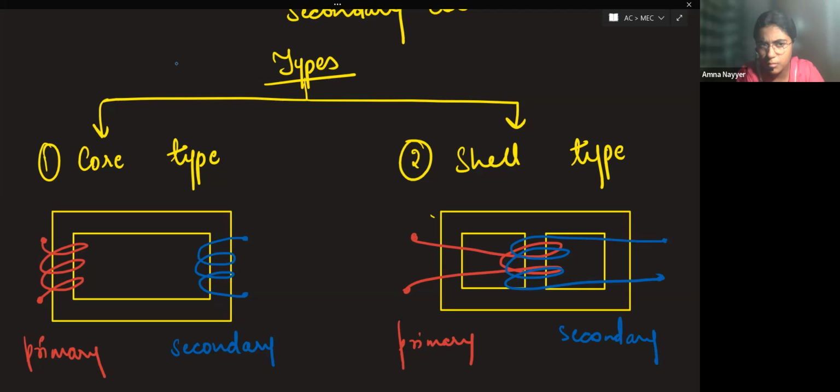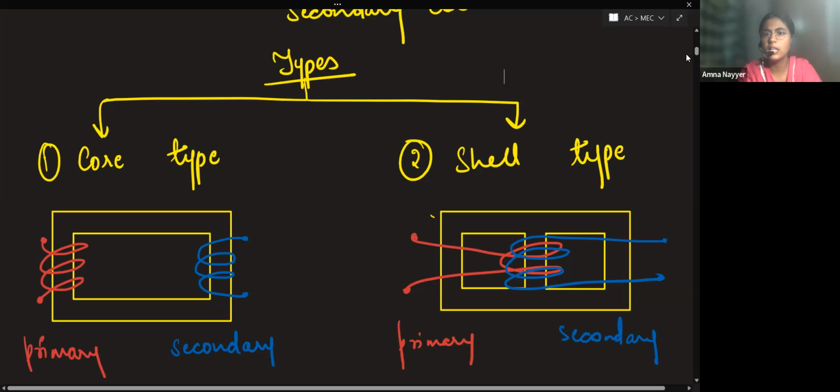Just the difference is that on a piece of iron block, the soft iron core, these are wrapped. So there is a primary, then a secondary. If they are separated, that is the core type. If they are together or overlapped with each other, that is known as the shell type.